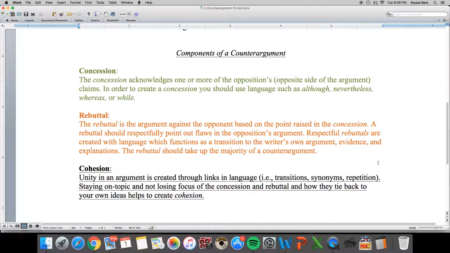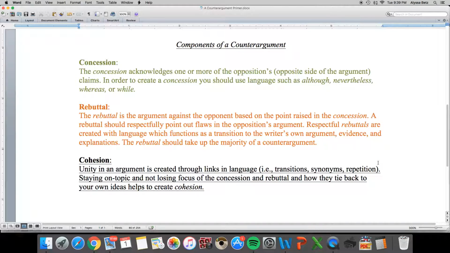Now there are 2 specific pieces that we're going to be using in a counter argument, and there's a third piece that plays in with the first two. So whenever you're creating a counter argument, the first thing you start with is what's called a concession. And a concession acknowledges one or more of the opposition's, that's the other side of the argument's, best claims against you, the best point the other side of the argument has. When you address that, when you acknowledge it, it's called a concession.